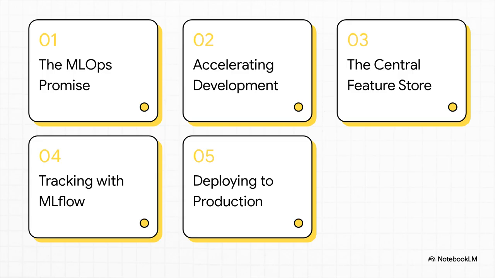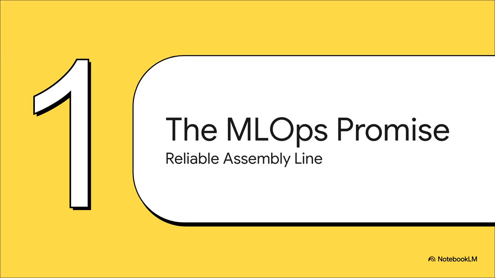So, to bridge that gap, we're going to follow our model's journey across these 5 key stages. We'll start with the whole MLOps philosophy, then we'll see how to accelerate development, build on a solid data foundation with a feature store, track our progress with MLflow, and then finally, guide our model all the way into production. Okay, let's dive right in.